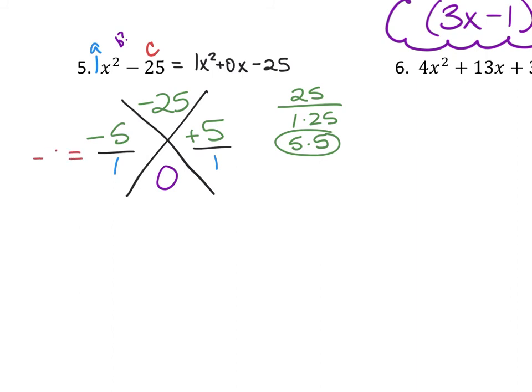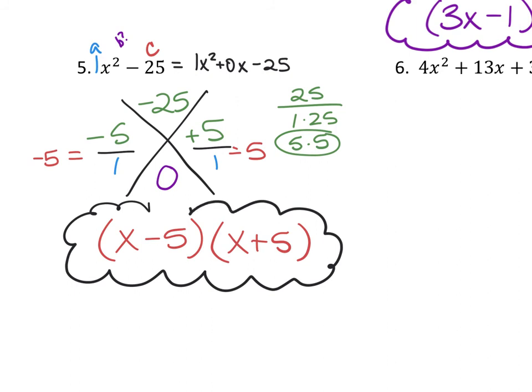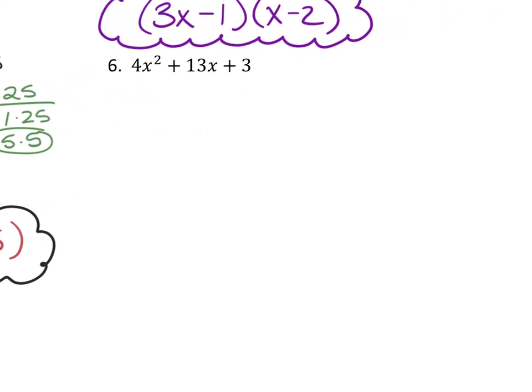We do our simplification. -5 divided by 1 is -5, and 5 divided by 1 is 5. So my linear factors are x minus 5, x plus 5. This process doesn't change no matter what numbers I give you for the trinomial, or in this case of number 5, the binomial, 2 terms. So I want you guys to try the last one on your own.